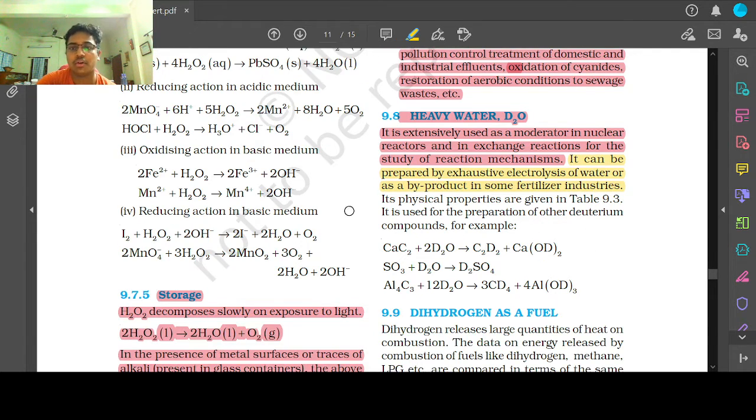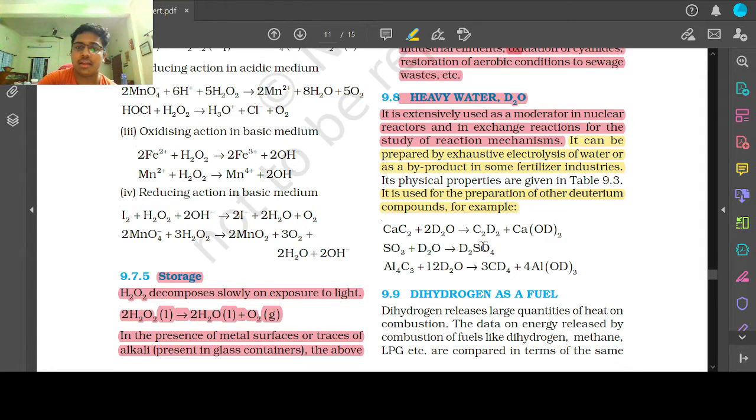Okay, let us see. It is used for the preparation of other deuterium compounds. For example, calcium carbide reacts with D2O to form C2D2 plus Ca(OD)2. You can find similarity with hydrogen. Calcium carbide plus 2H2O gives C2H2 plus Ca(OH)2, calcium hydroxide. So it's just similar to hydrogen in terms of reactions. Al4C3 plus 12D2O gives 3CD4 plus 4Al(OD)3. So it is absolutely similar to that.